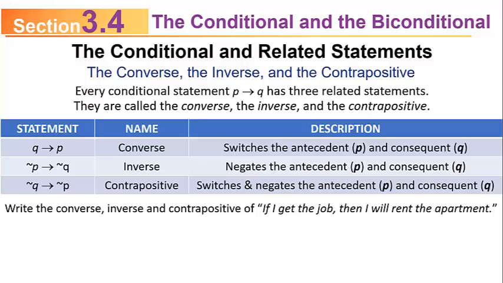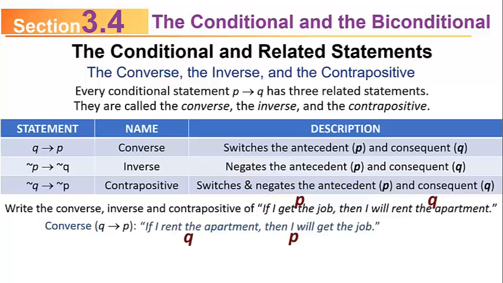Here's an example. What if I ask you to write the converse, inverse, and contrapositive of the statement, if I get the job, then I will rent the apartment? Remember, the converse switches the P and the Q. In the example, I get the job is the P, I will rent the apartment is the Q, so the converse would switch those, putting the Q in the place of the P, and I would get, if I rent the apartment, then I will get the job. That's the converse of the original statement.